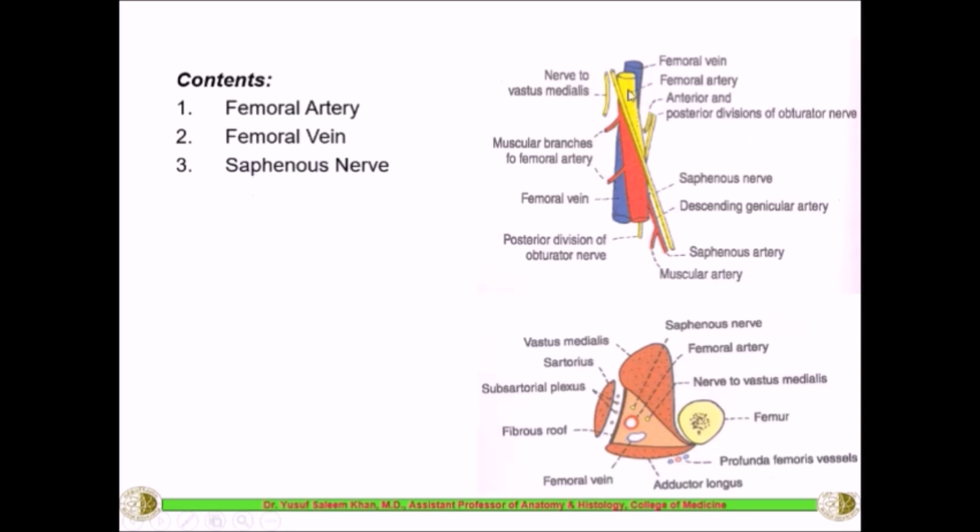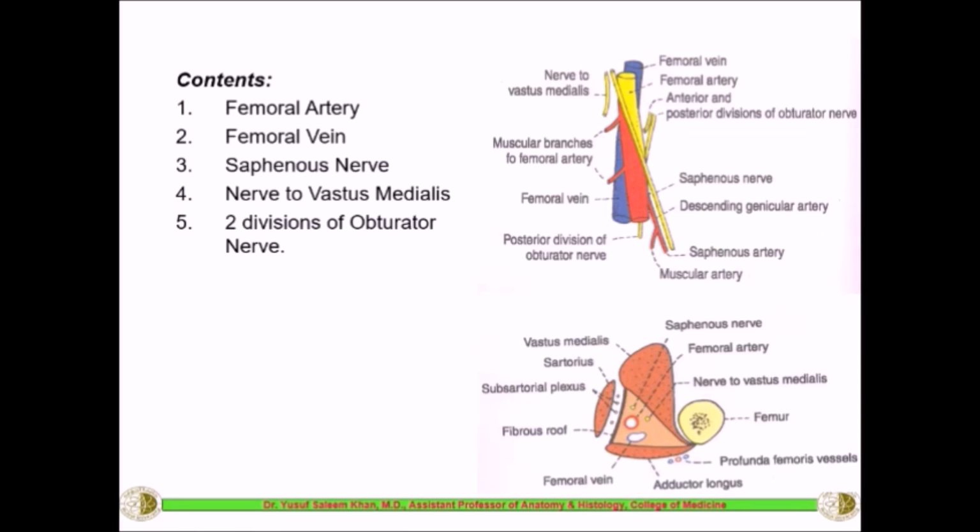Then the long saphenous nerve, and here also you can see in the cross section the long saphenous nerve. Then the nerve to vastus medialis, which you can also see here, and two divisions of the obturator nerve. So here are the anterior and posterior divisions of the obturator nerve. This is the structures viewed from the front, and this is the view of the same adductor canal when you take the cross section. So this is the arrangement of the structures in the adductor canal.